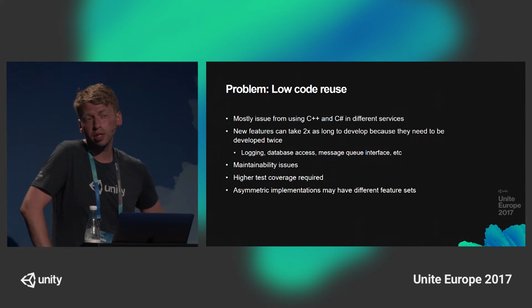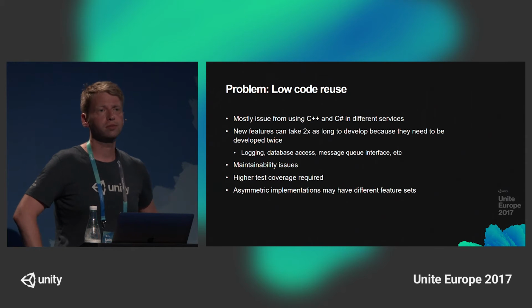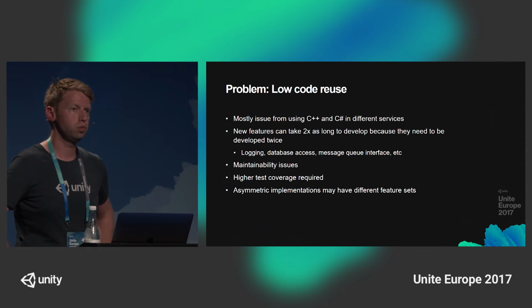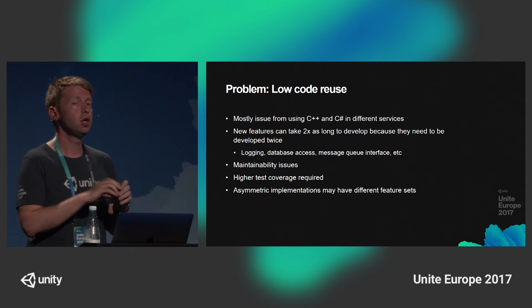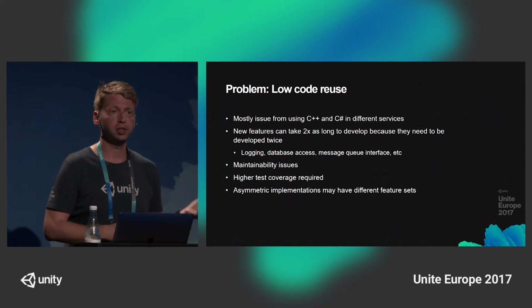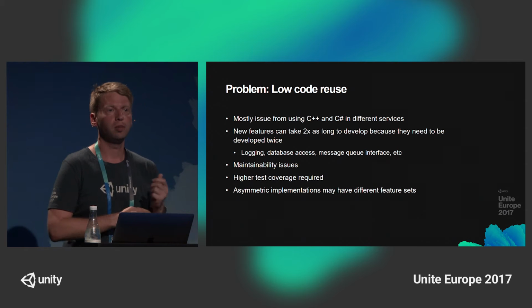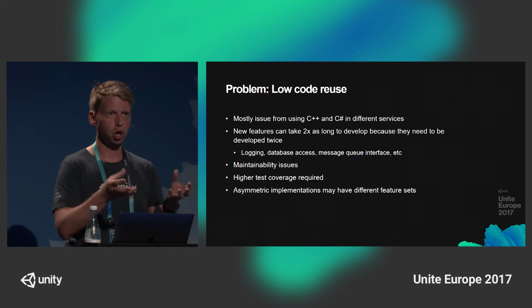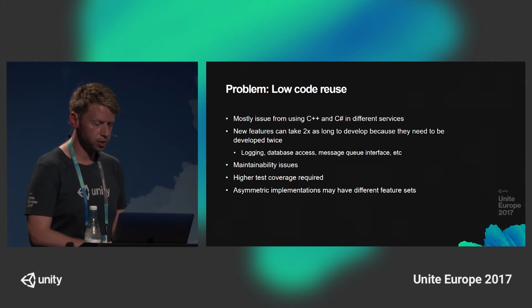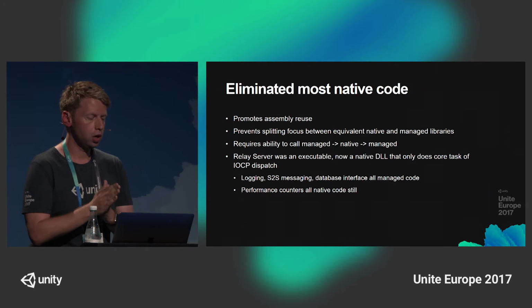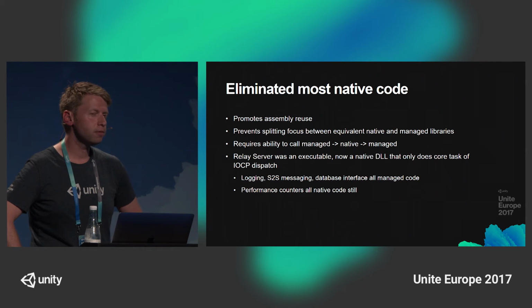It leads to maintainability issues. It's harder to test. Frequently, we run into issues where the library that was coded for C# would have a feature that was not yet implemented in C++ or vice versa. And we started to get asymmetric code paths based on that. And it was becoming a total mess. So going forward, to simplify that, we made the decision to eliminate most native code unless it's really needed.